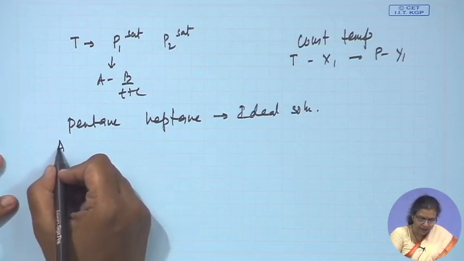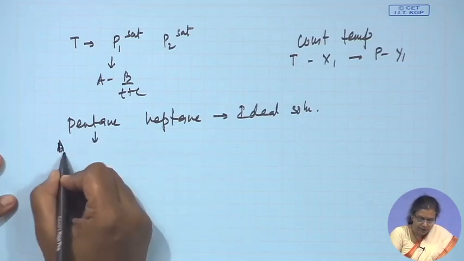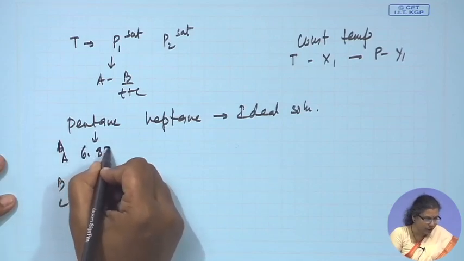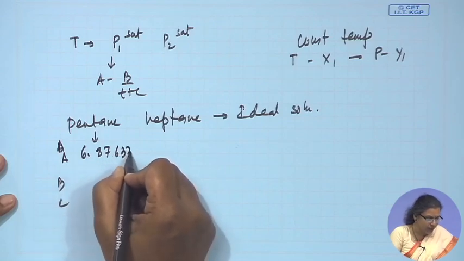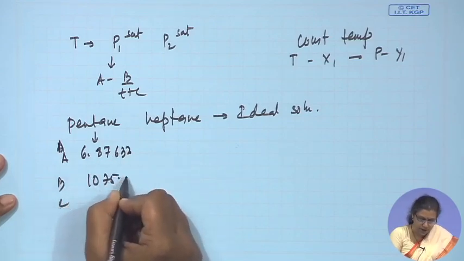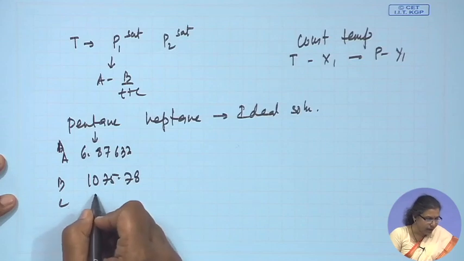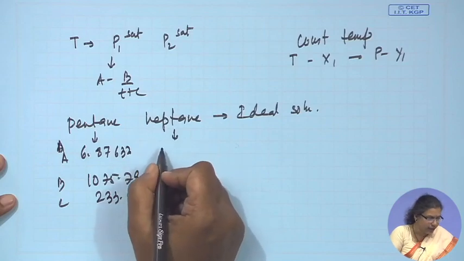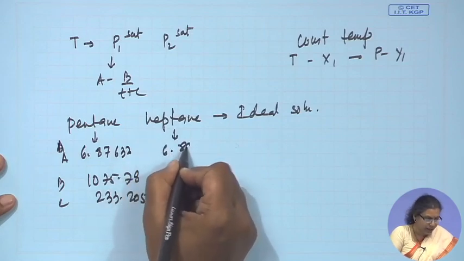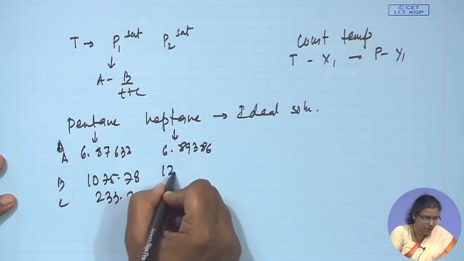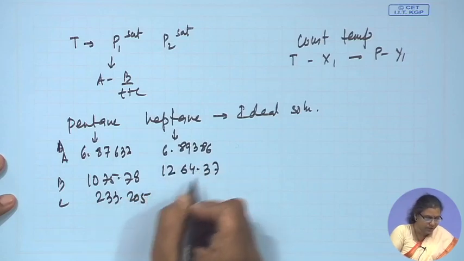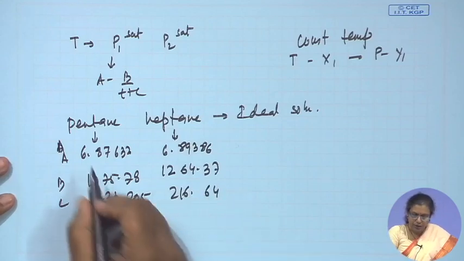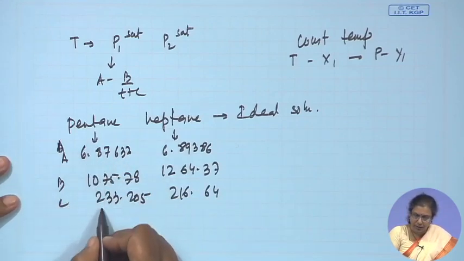For pentane, A, B, C: in case of pentane, A is 6.87632 and B is 1075.78 and C is 233.205. For heptane, we find A is 6.89386, B is 1264.37, and C is 216.64, right.